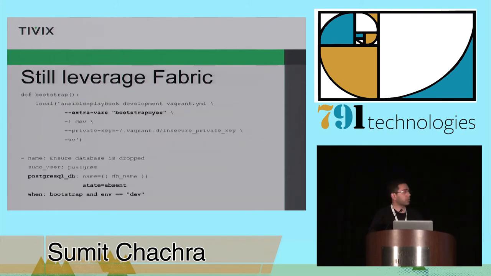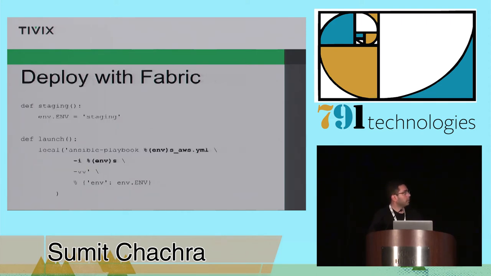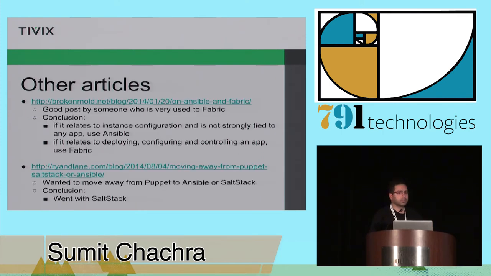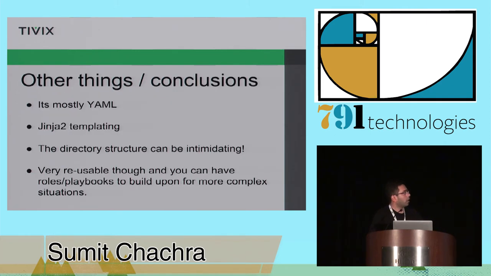You can still leverage Fabric, and for example, we want to have a fab bootstrap command where we bootstrap our local development system. So you could still use Fabric, but underneath it's calling that big Ansible command, which you never want to call by hand. The same thing, you can deploy by Fabric. Again, a big Ansible command, but it's hidden in your Fabric file. You still continue saying fab staging launch, and it'll launch through Fabric. Launch to production. This GitHub repository there is really nice. Some other articles, there's an analysis by Lyft, why they voted for SaltStack, sadly.